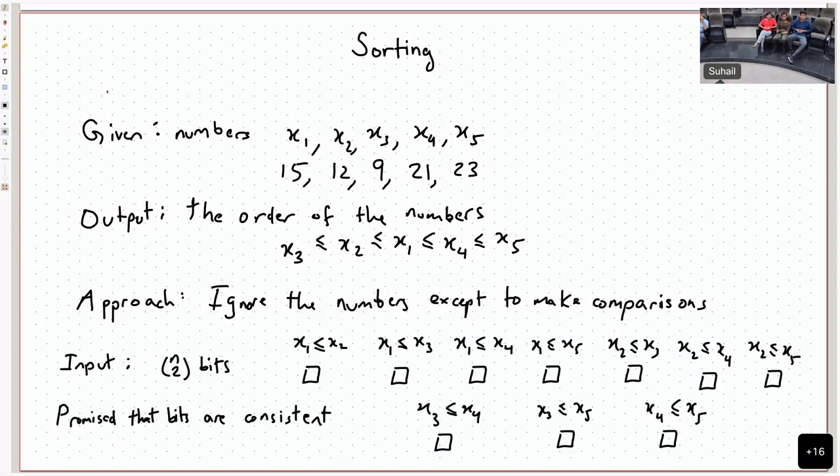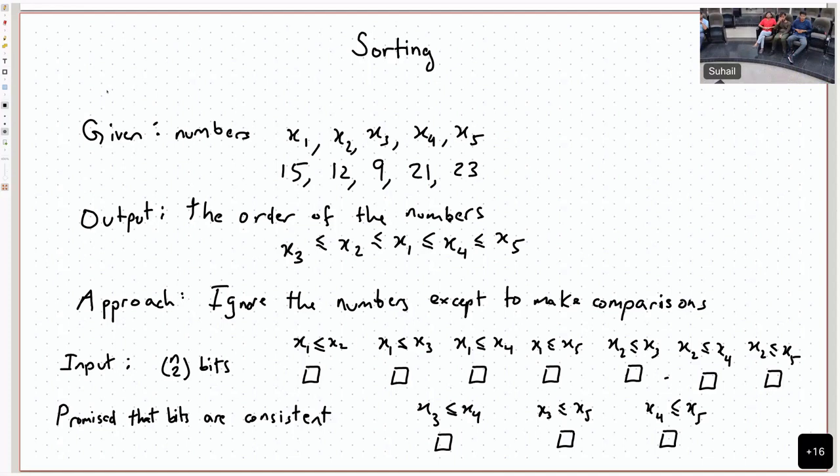So if you want to write that, now your input is n choose 2 bits. For every two numbers, you have one bit, which says whether this number is smaller or larger. And you promise that the bits are consistent. If this is a 1, saying x1 is less than x2, and this is a 1, saying x2 is less than x3, then x1 is less than or equal to x3 should also be 1.